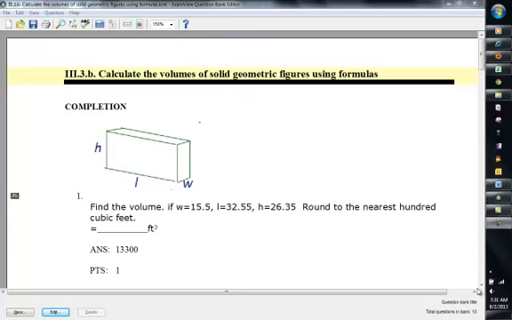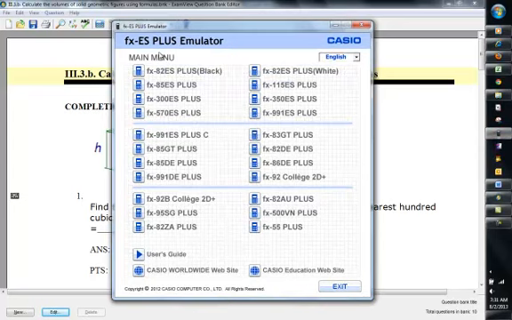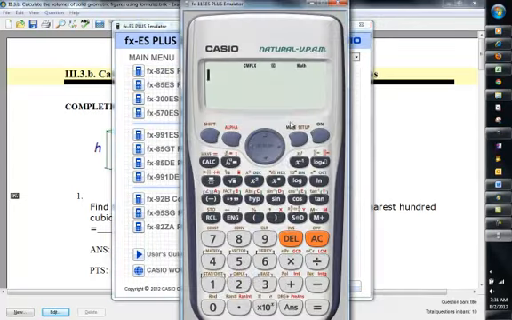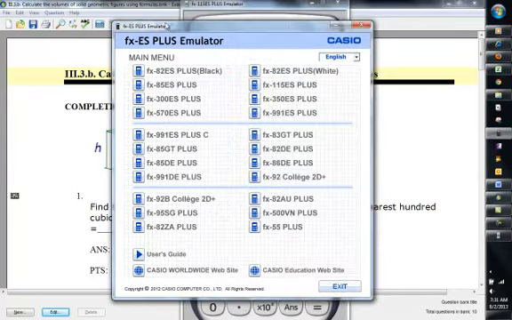3.3.b is about calculating the volume of solid geometric figures, and the formulas are in your textbook. Let's look at this first one. Oops, I gotta get my calculator started. All right, now I got it.